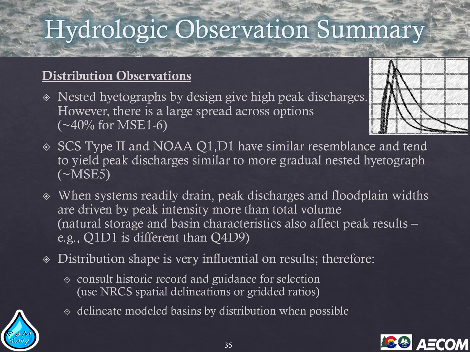But overall, the takeaway is that the distribution shape itself is very influential on the results, so you'll want to consult the historic record and any guidance that you have on selection for this, such as the NRCS has spatial delineations, or you can use gridded ratios on depths across different durations. But we would highly recommend that you delineate your model, the basin, by the distribution type when possible, rather than trying to aggregate multiple distributions into a single basin.